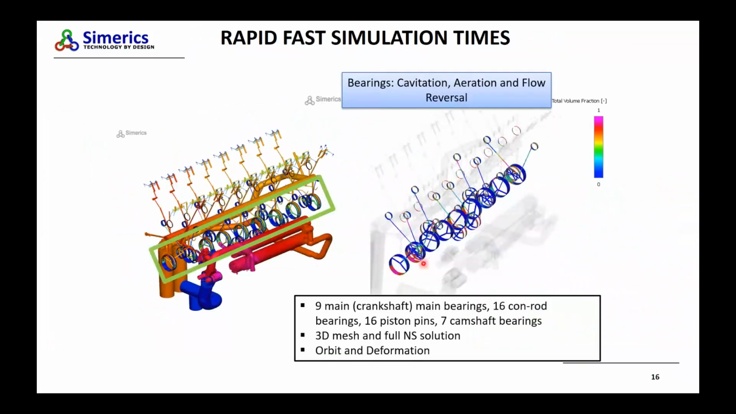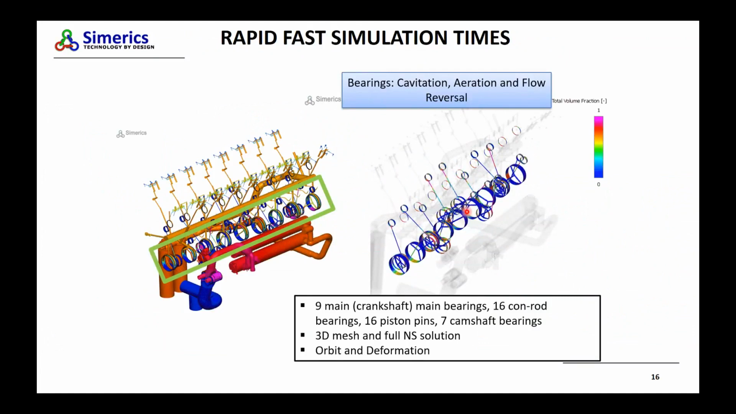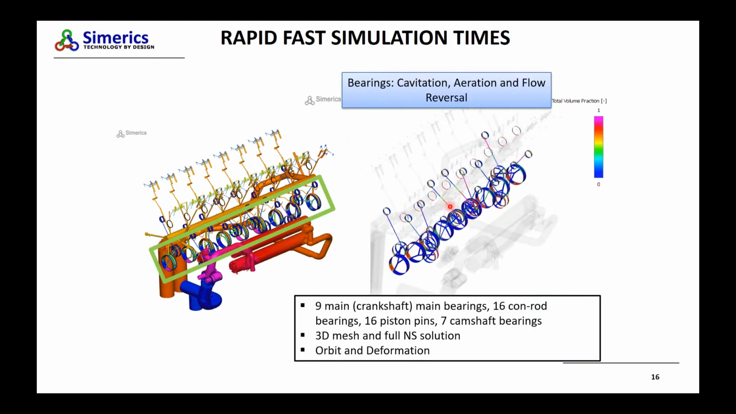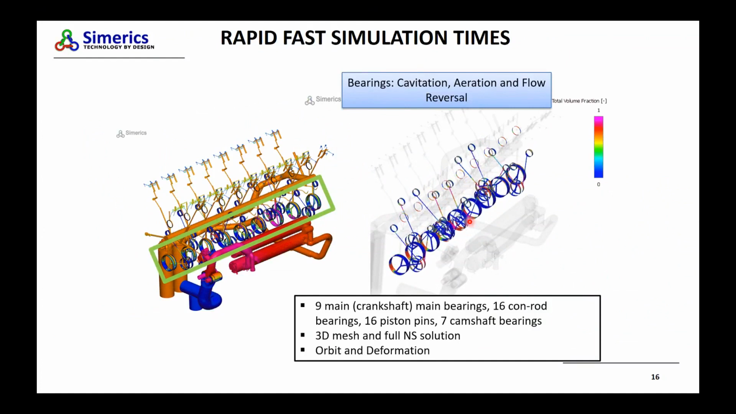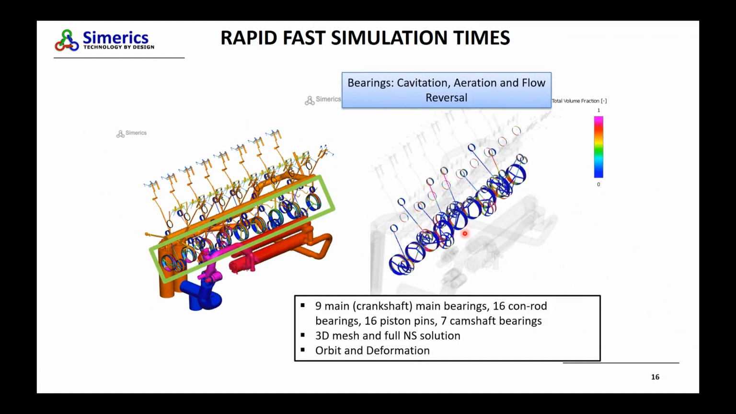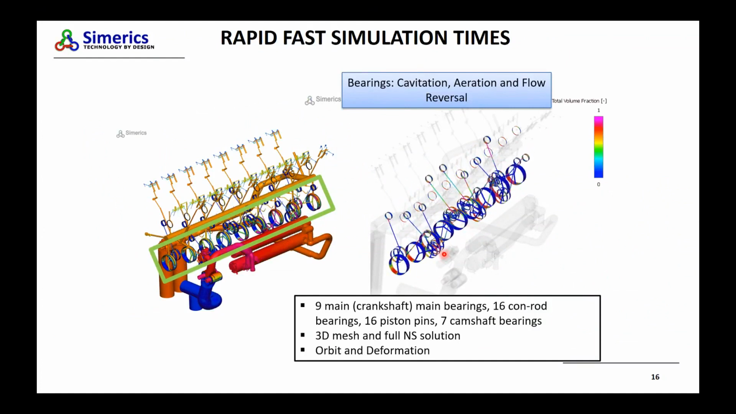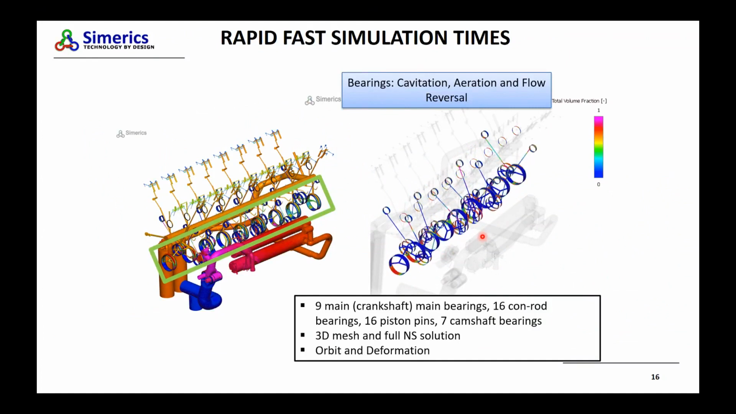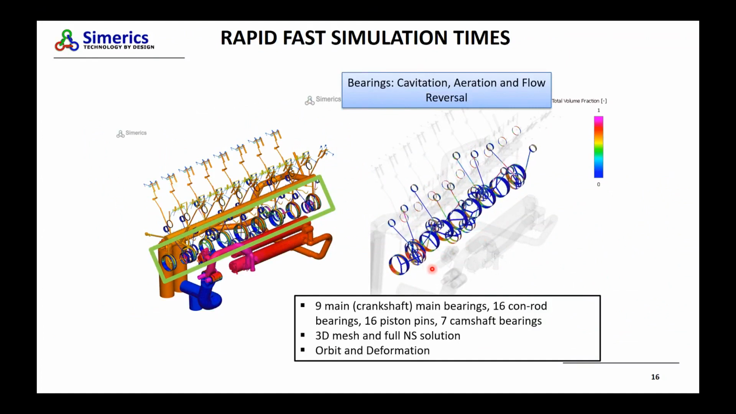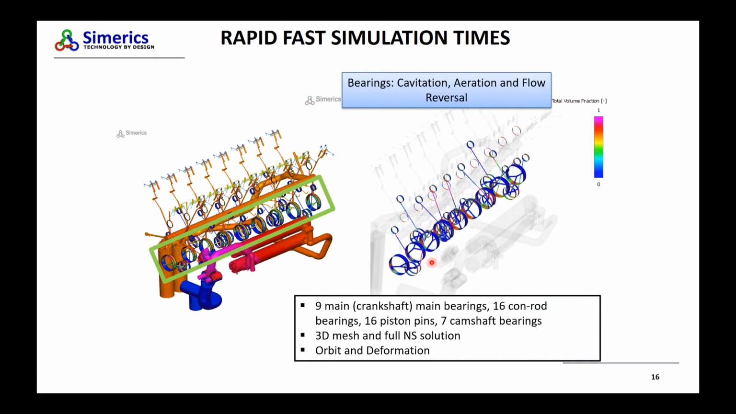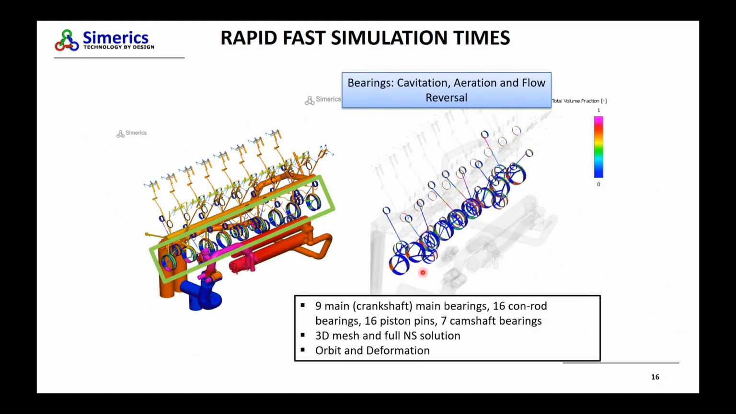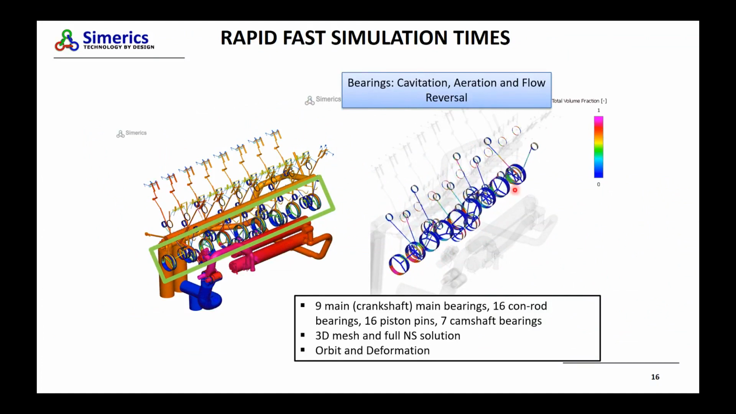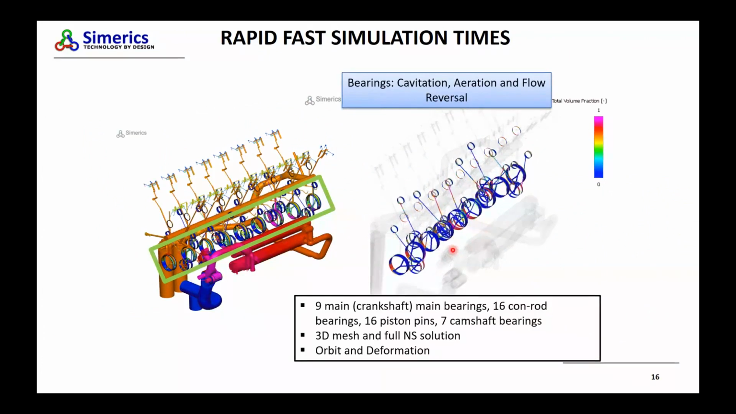So in terms of simulation runtimes, you can see that we are modeling here a 16-cylinder Caterpillar engine, and we have multiple bearings which are of very thin clearances. We have, say, the journal bearings, the connecting rod bearings, the piston pin bearings, and the cross drills. And you're looking at the cavitation bubbles and the aeration that is happening inside the system.